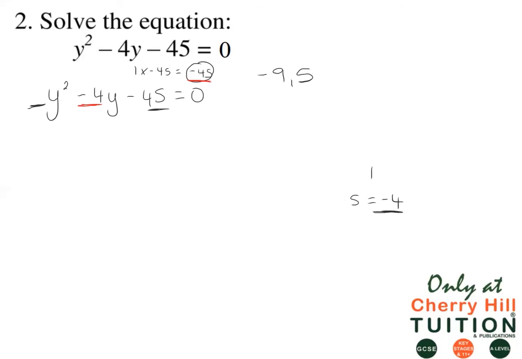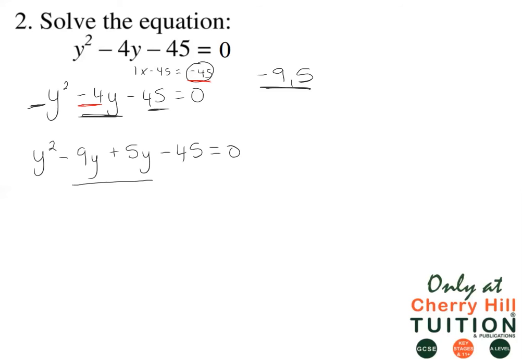Now, what we need to do next is replace minus 4y with these two numbers. It's important to note that we're not changing any value, we are just changing the way that the equation looks. So y squared minus 9y plus 5y minus 45 is equal to 0. As you can see, minus 9y plus 5y gives us minus 4y. So again, we are not changing anything, we are just changing the way it looks.